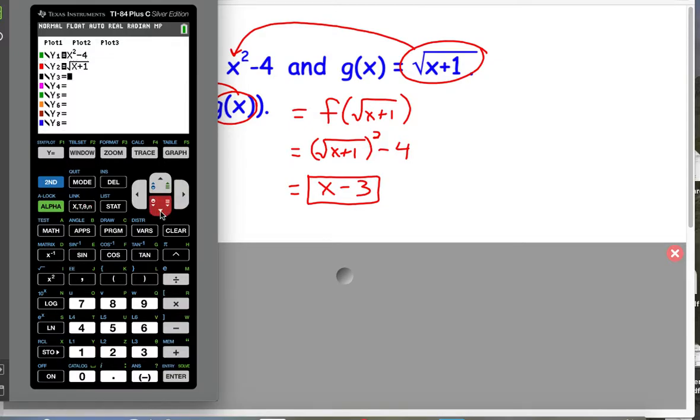Now, I don't want to graph either of those, so I'm going to go up and I'm going to highlight over the equal sign and press enter, and then when I hit down arrow, the equal sign is no longer highlighted. So if I press graph, it's not going to graph y1. I'll do the same thing with y2. I don't want to graph that either. And now what I want to do in y3 is I want to do f of g of x. So f is my y1 and g is my y2. So I want to do y1 of y2.